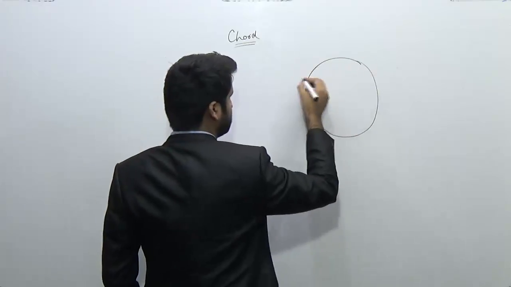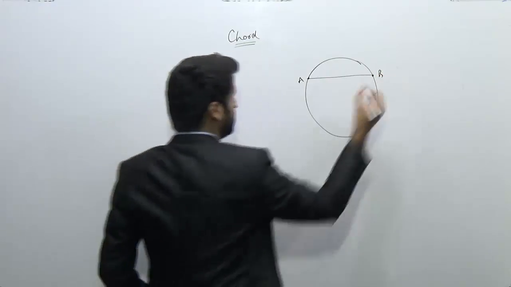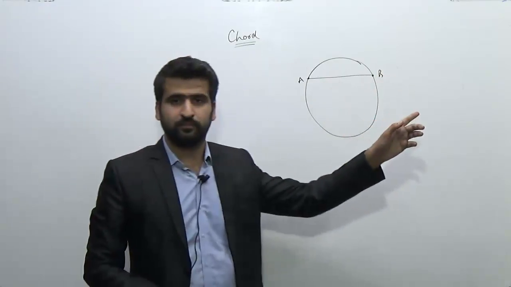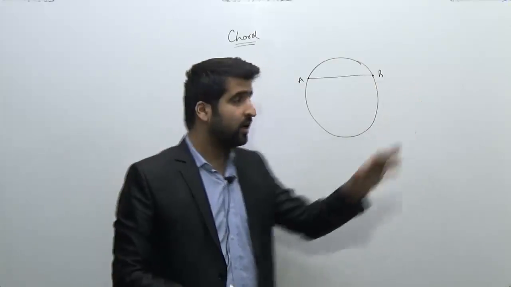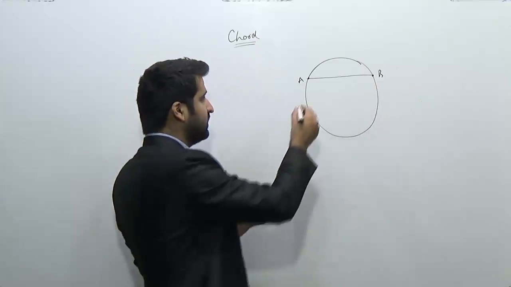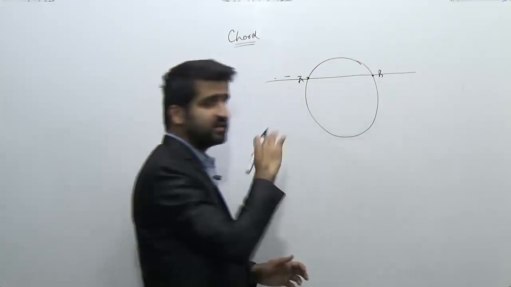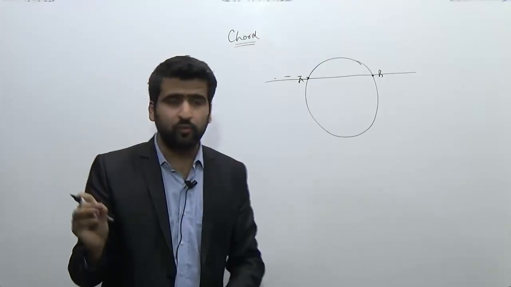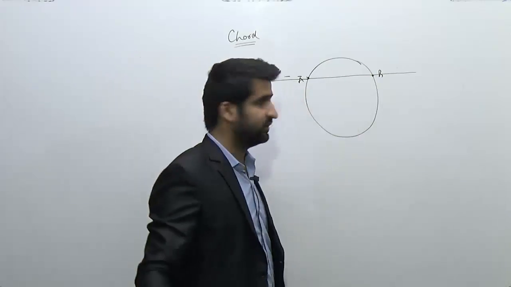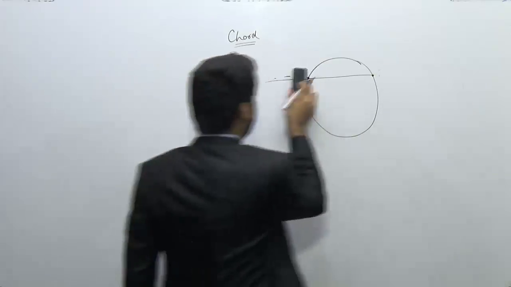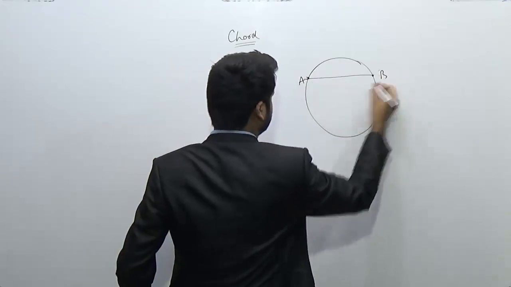What is a chord? A line segment joining 2 points on the circle is known as a chord, right? And we also should note that this chord will be a part of the secant. A secant is a line which is intersecting the circle at 2 points, and this chord will be the part of this secant, right? So now we'll find out how to calculate the length of this chord.